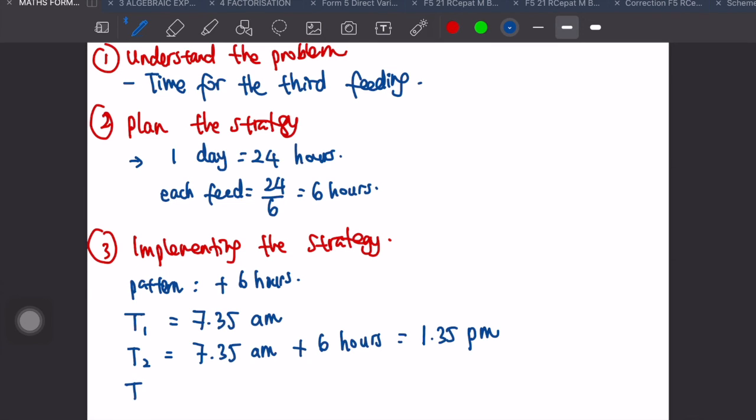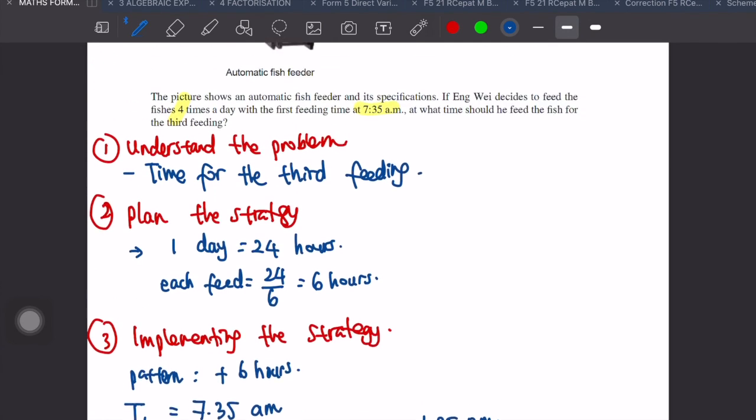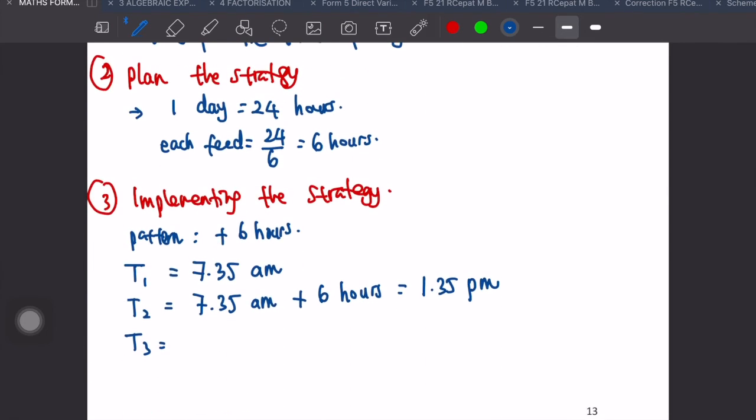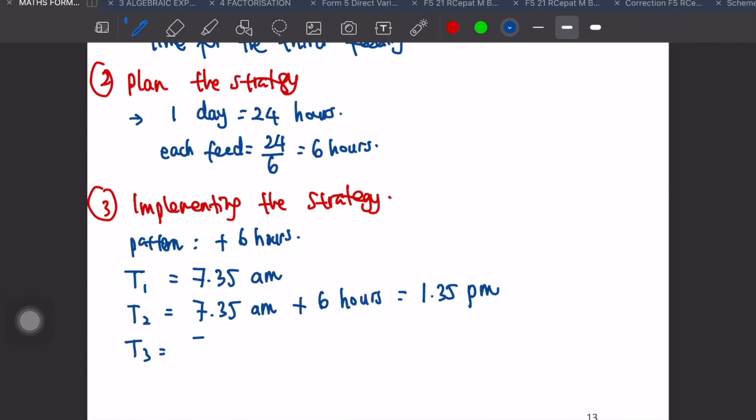So the third feeding, what the question asks you to find, right? The third feeding. 1:35 p.m. you add another 6 hours and you will get 7:35 p.m. So we know that the first feeding will be at 7:35 a.m., the second feeding is at 1:35 p.m., and the third feeding will occur at 7:35 p.m.